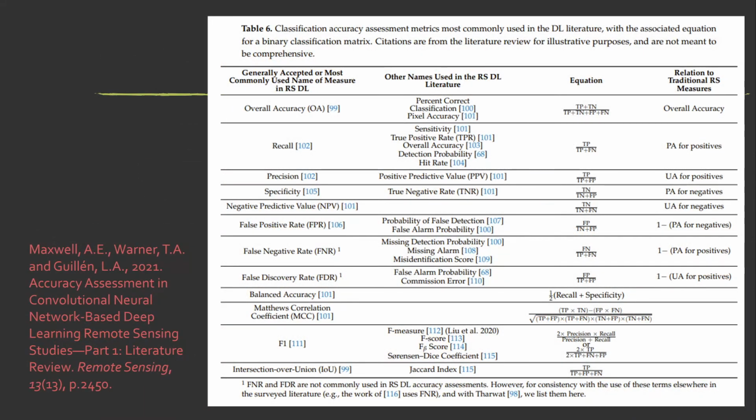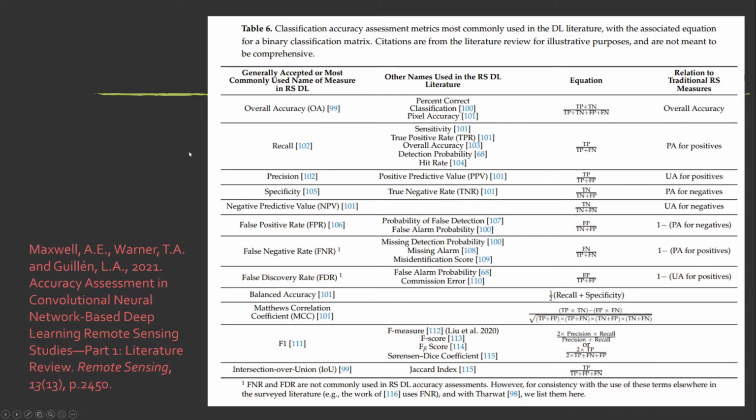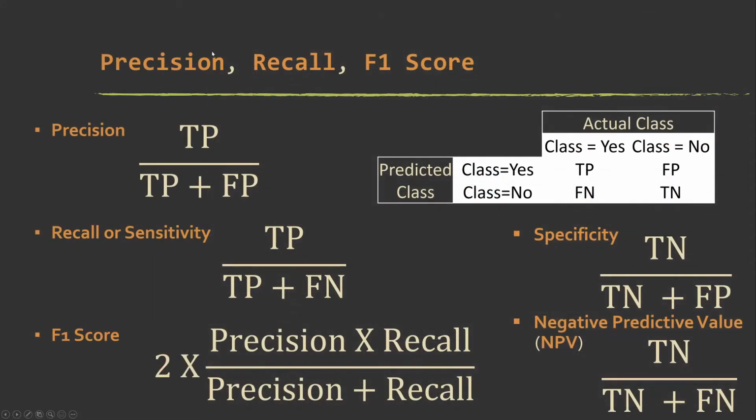So, and that's explained. I'm just going to pop ahead to this slide for a second. So recall is effectively producer's accuracy for the positive class, whereas precision is user's accuracy for the positive class. So again, this is just like commission and omission error, right? Okay, so that's precision and recall. They're effectively user's and producer's accuracy for the positive class. It's just different terminology. The F1 score is a way to combine these metrics into one measure.